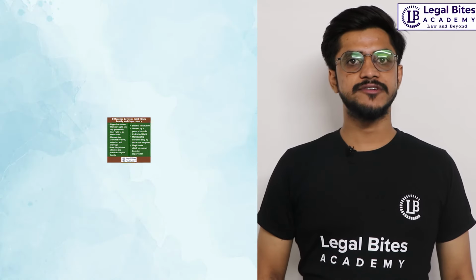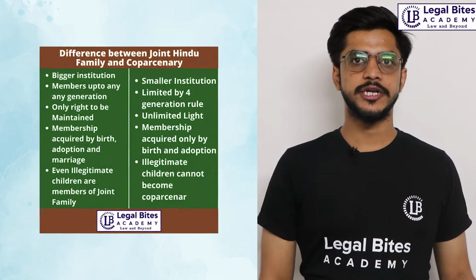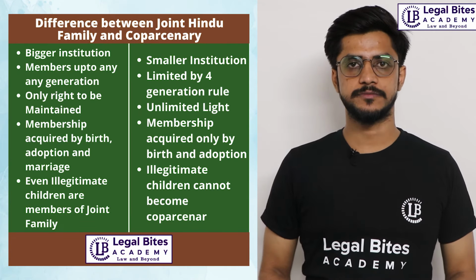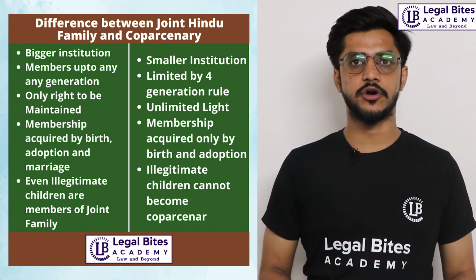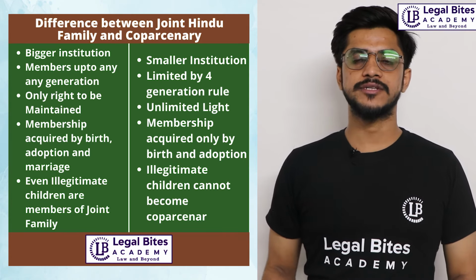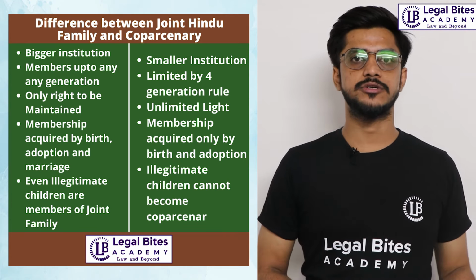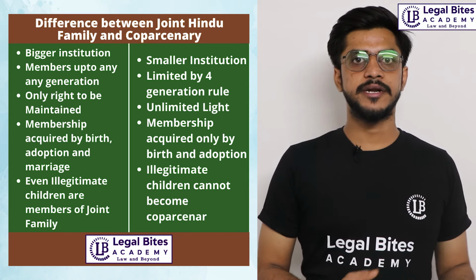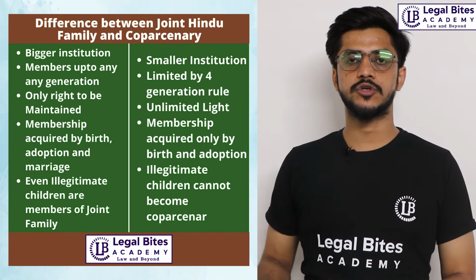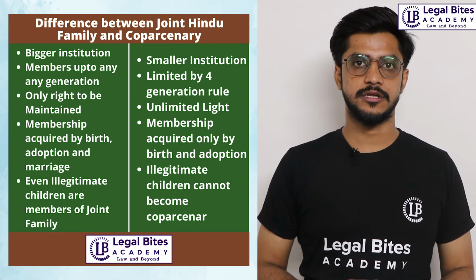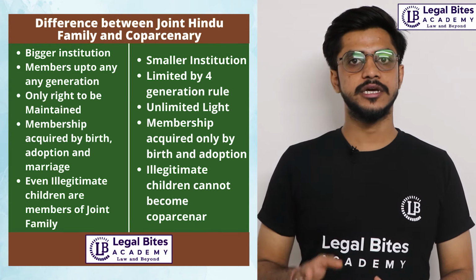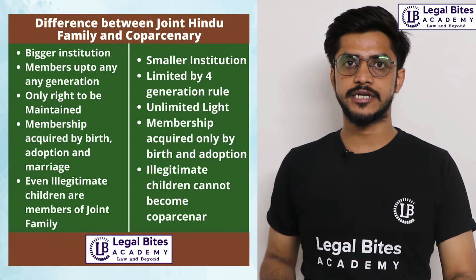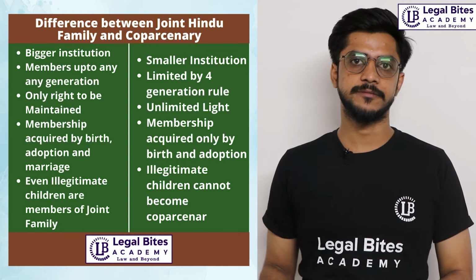By now in the video, we have covered the concept of joint Hindu family and coparcenary. Now let us see the differences between the two. A joint Hindu family is a broader concept, whereas coparcenary is a narrower concept in relation to a joint Hindu family. A joint Hindu family includes dependents like widows, mothers, daughters other than the coparceners, whereas coparcenary extends only up to the 4 generations in the lineal male descendant as per the classical concept.